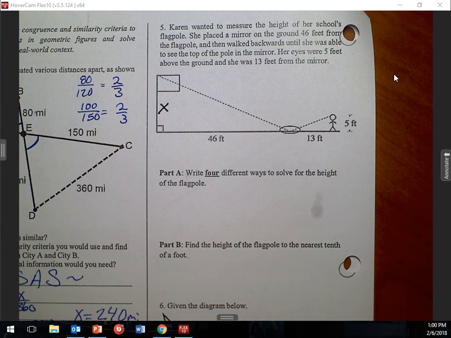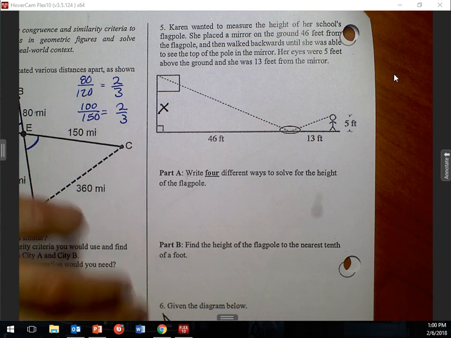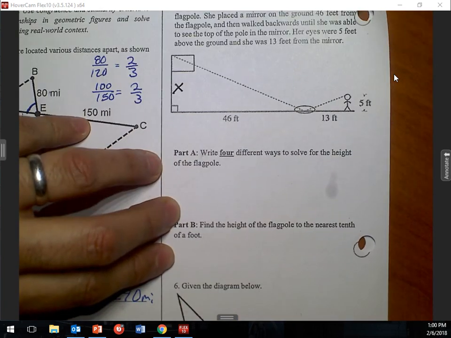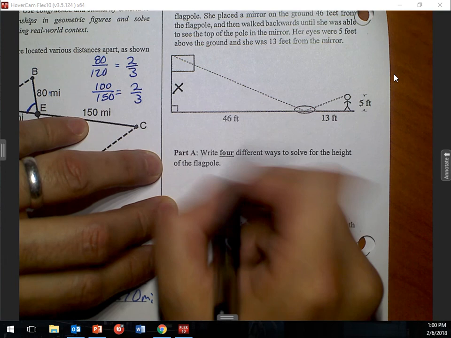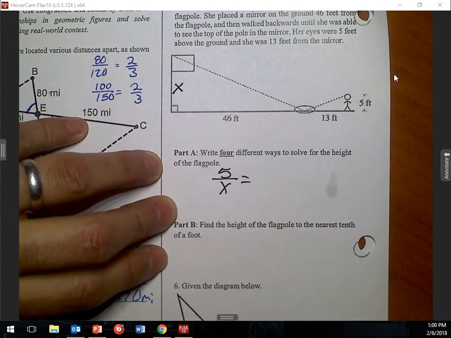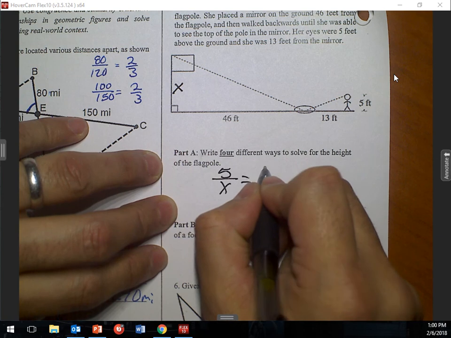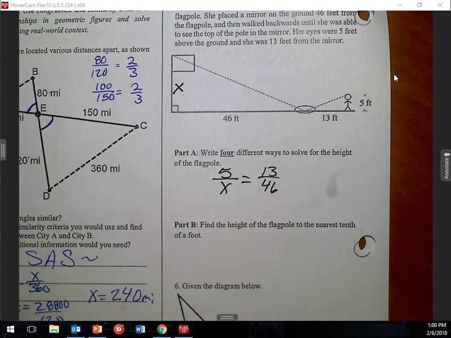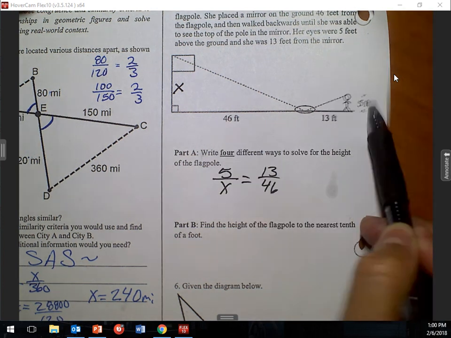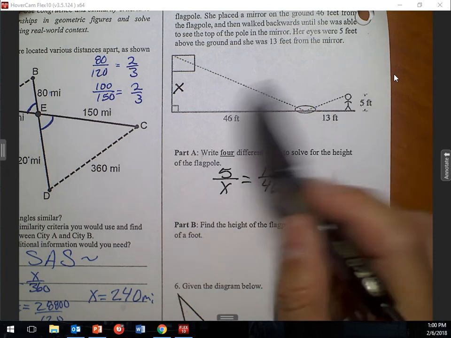Now, if I was taking a look at my practice, doesn't this one match number 3, the dinosaur problem? Yeah, right? Good. Let's set it up. So how would I set up this problem? 5 over x equals 13 over 46. There are 4 different ways to set up your problem. That is one of them. If you set it up the same or something similar, you should come up with the same answer. I could have done 13 over 46 equals 5 over x, just different combinations.